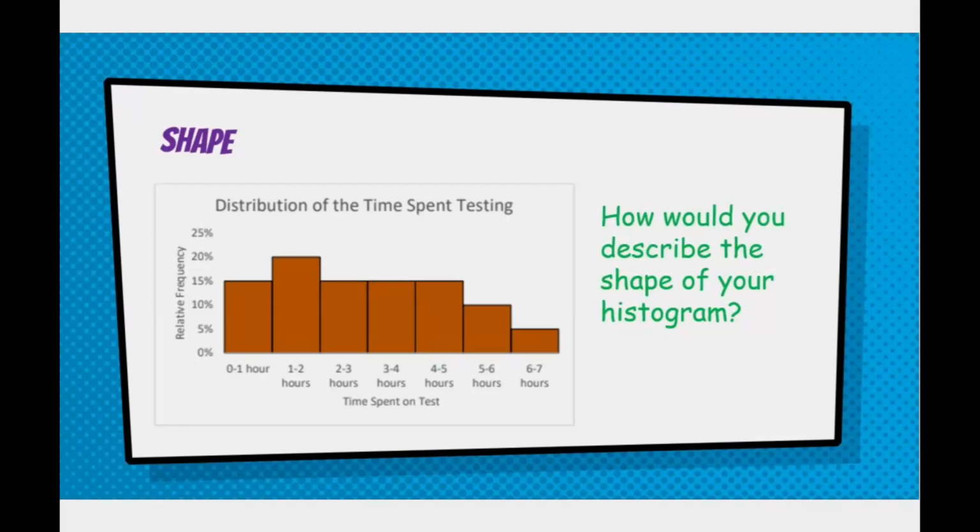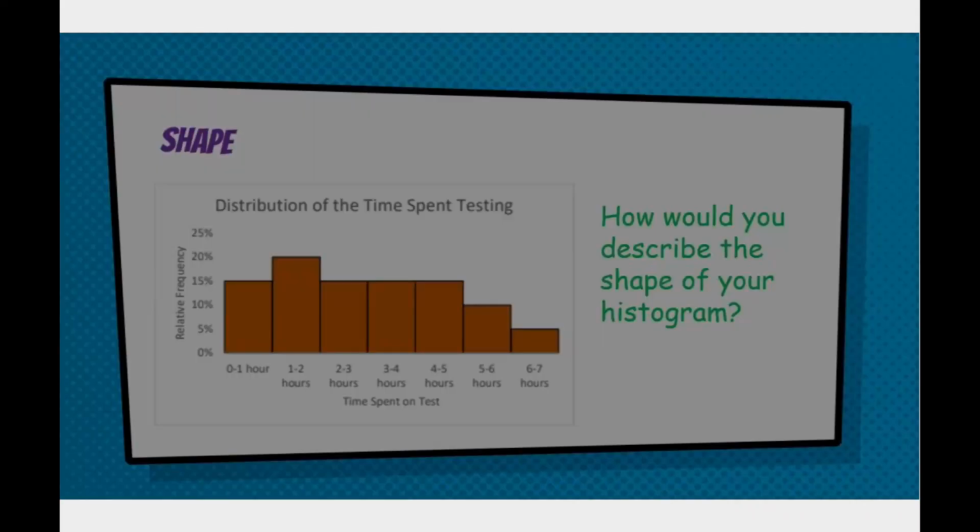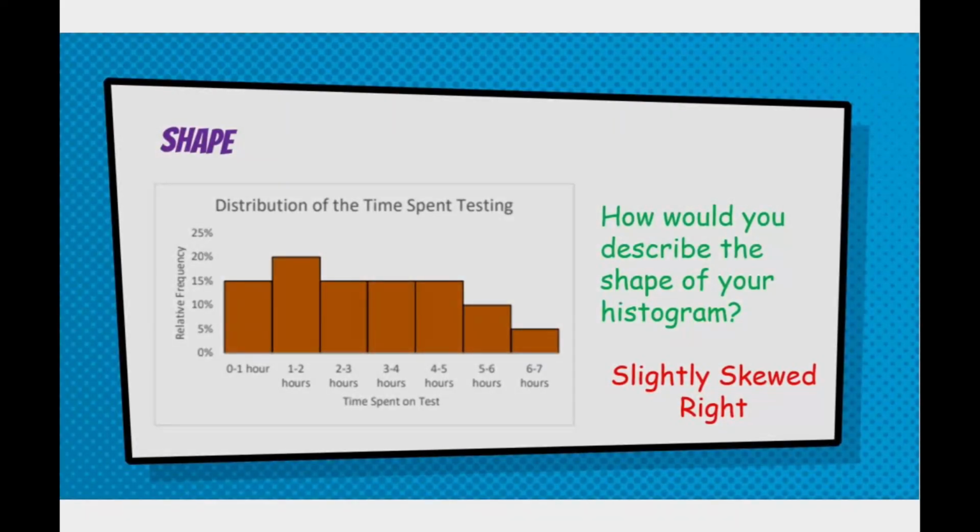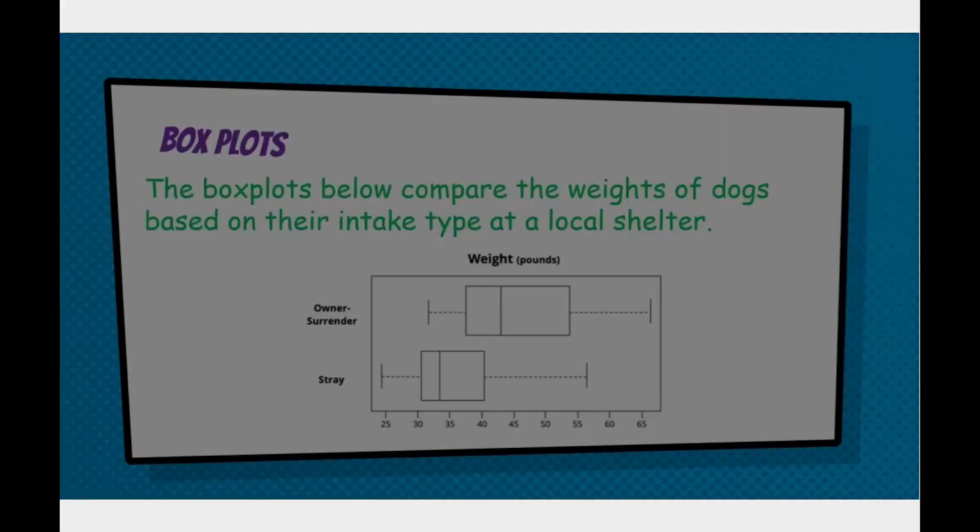Looking at this example, just kind of going back to describing shape, how do we describe the shape of this? We've got that little kind of peak between 1 and 2 hours with relative frequency at 20%. We've got that tail that kind of flattens out and then goes down. That would look like right skewed, like your right foot. Slightly skewed right, if we want to say that.